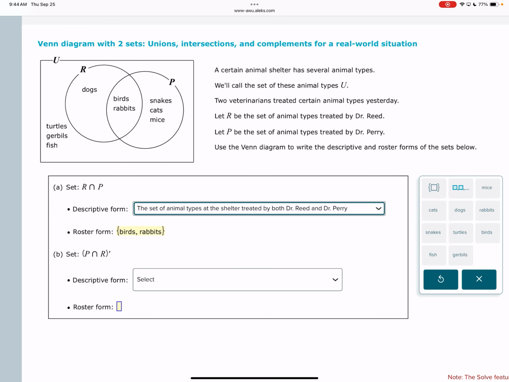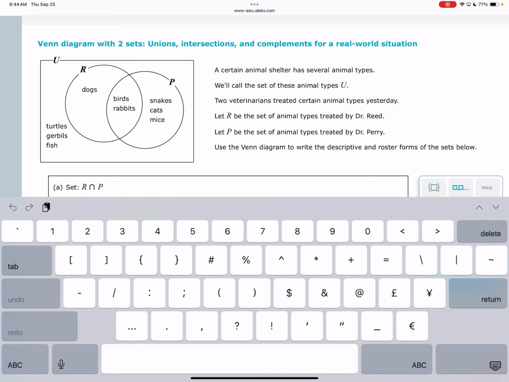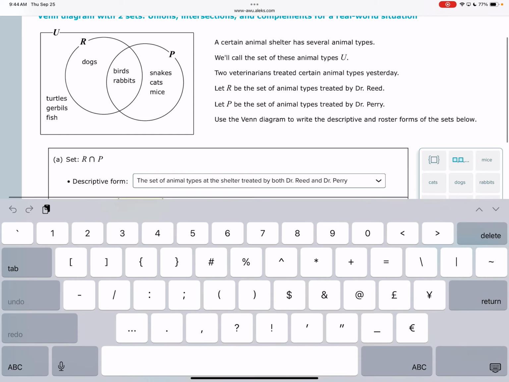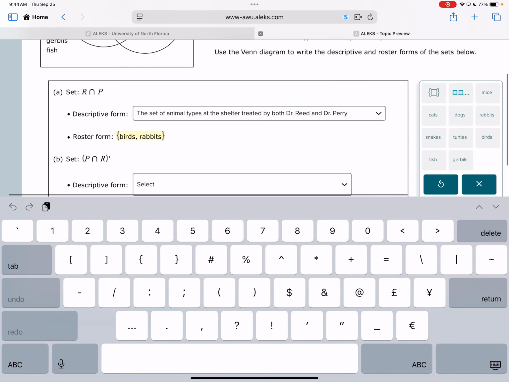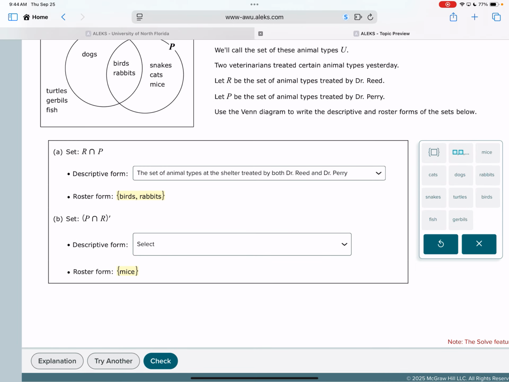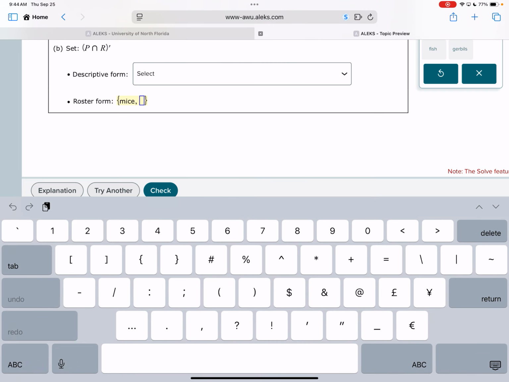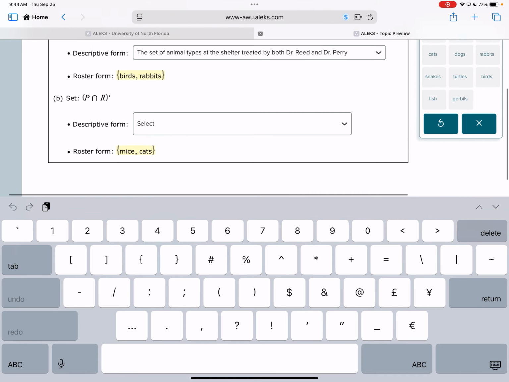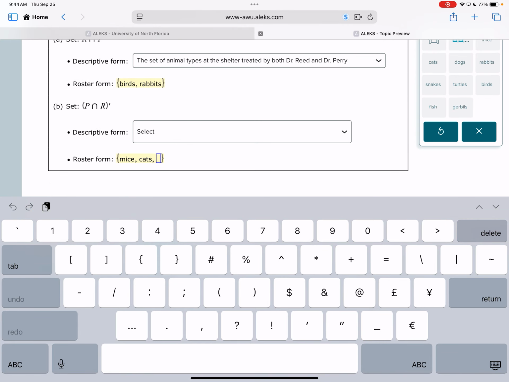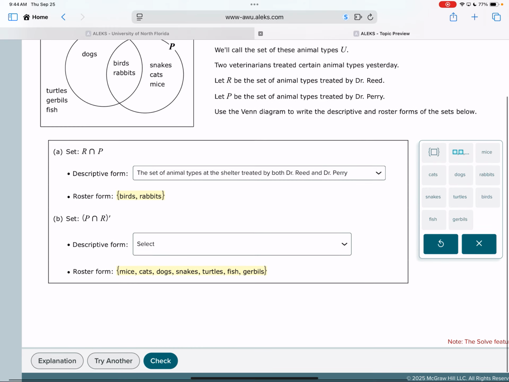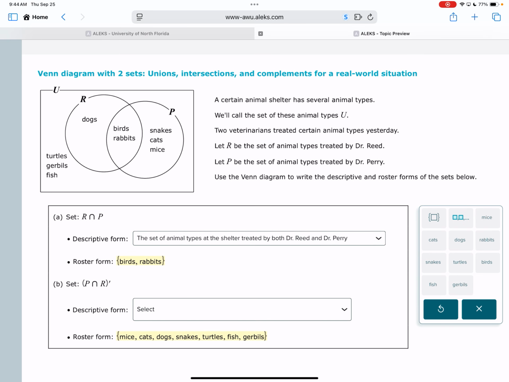So what is P and R? Not. So what do they both not treat, okay? So they only treat birds and rabbits together. So that means they treat everything else either by themselves. Wow, my goodness. It was birds and rabbits, right? Yes. Okay. So the only thing they treat together is birds and rabbits.